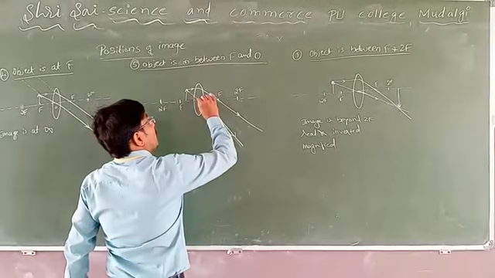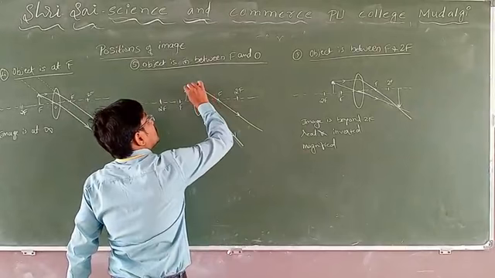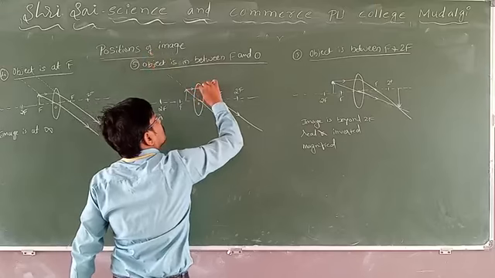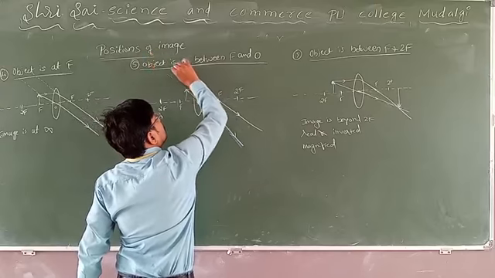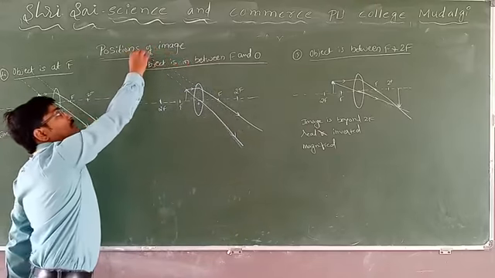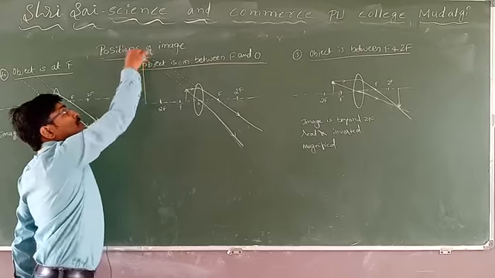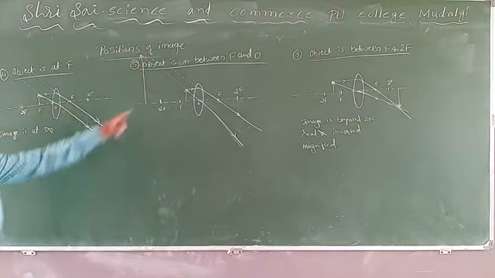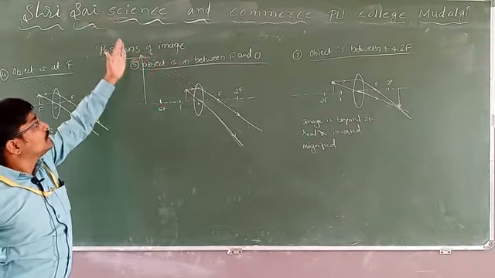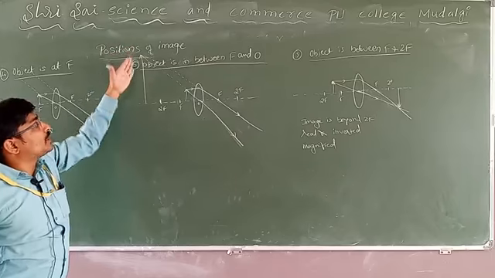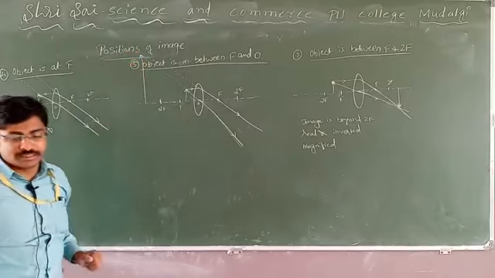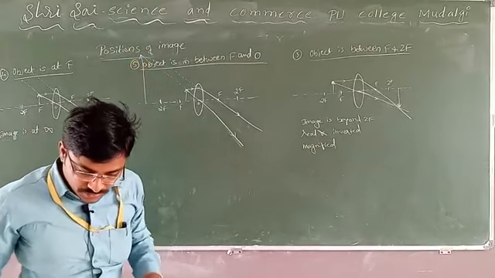If you extend backside, see, somewhere here they will meet. If I extend in the backside, reverse direction, the image will form at this position, means they will meet at this position, therefore the image will form here.